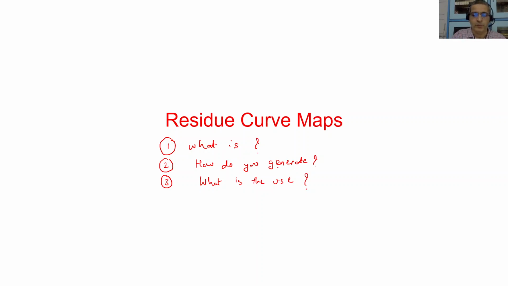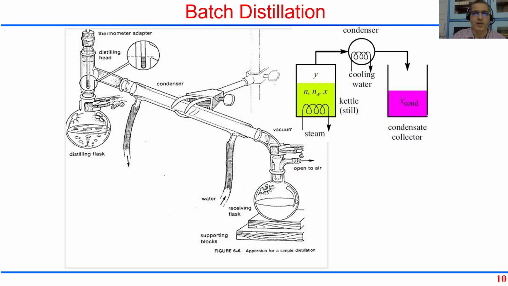For that, we are going to look at a concept that you have already seen, that is from a batch distillation. So recall what you do in a batch distillation, that you have a distillation flask. Let's say we have a binary mixture of A and B in this flask. A is more volatile and B is less volatile, and then the mole fractions in the liquid phase we call XA and XB.